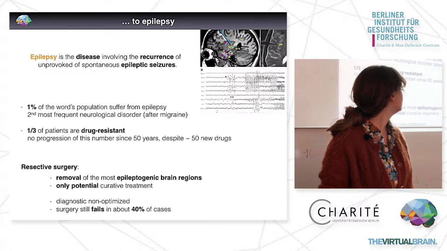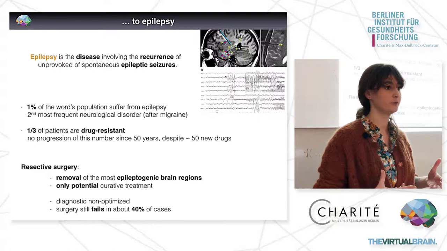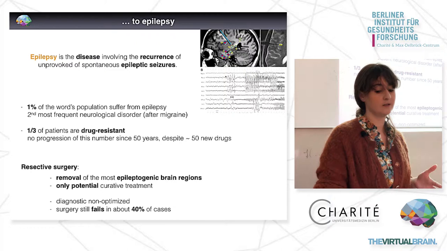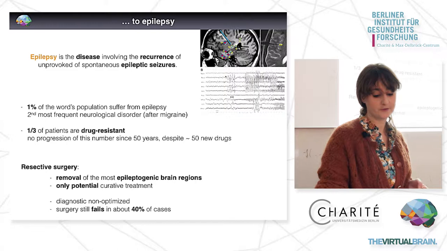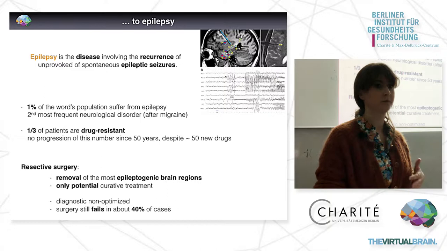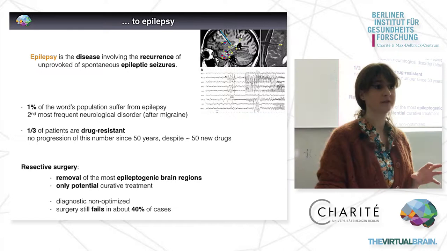If an epileptic seizure is just one single event, epilepsy is a disease of the recurrence of these unprovoked and spontaneous epileptic seizures. Just some numbers: 1% of the human population suffers from epilepsy. Of this 1%, a third are drug resistant, so they are not responding to the medications despite the introduction of new drugs in the last 50 years. Their only hope for relief is surgery, which consists in the removal or disconnection of the most epileptogenic regions.